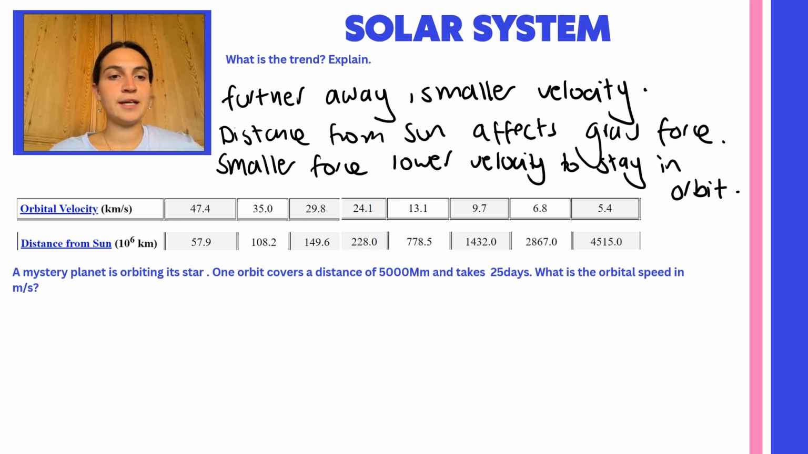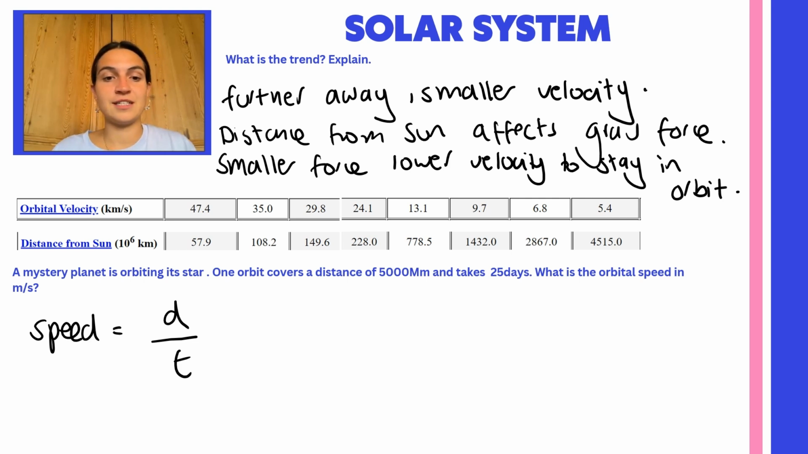A mystery planet is orbiting a star. One orbit covers a distance of 5,000 megameters and takes 25 days. What is the orbital speed in meters per second? So don't be put off if you see something like this. There isn't some random formula you haven't learnt yet that you need to learn. We're just using speed equals distance over time.